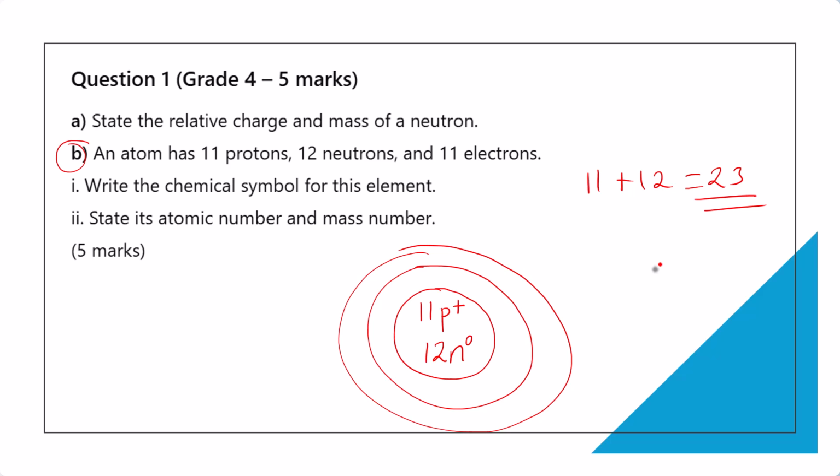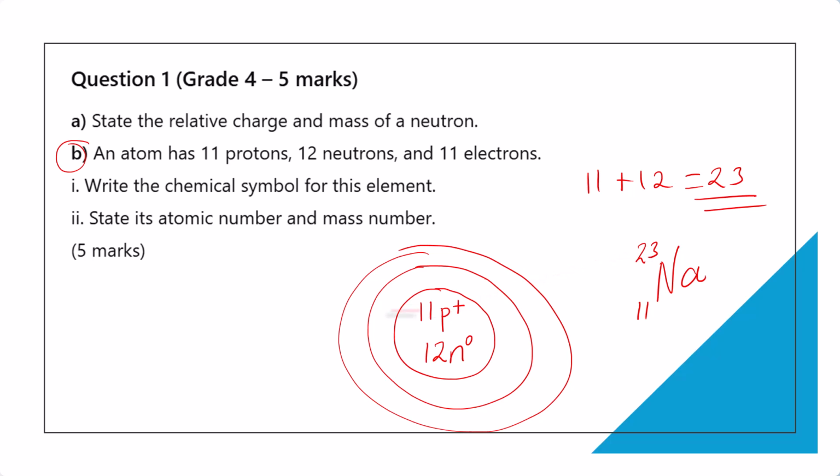Now, this seems to be sodium. The symbol of sodium is Na. So the bottom number is going to be the atomic number, which is the number of protons. That's number 11. And the top number is always the mass number. This is protons and neutrons added together.